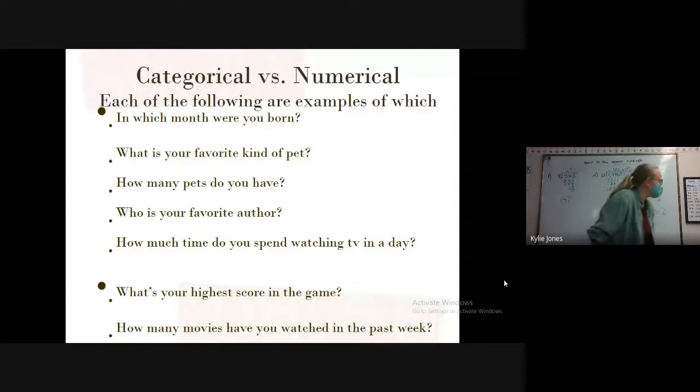Let's say I go home and I watch, I don't know, 5 hours of TV. I do not do that. That is too much TV. But let's say I go home and I watch 5 hours of TV. I have answered a number, right? We have 2 more questions here. The next one says, what's your highest score in the game? Let's say you play basketball and you're shooting baskets. What's your highest score is what they're asking you.